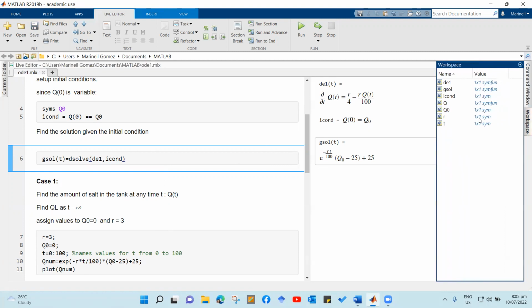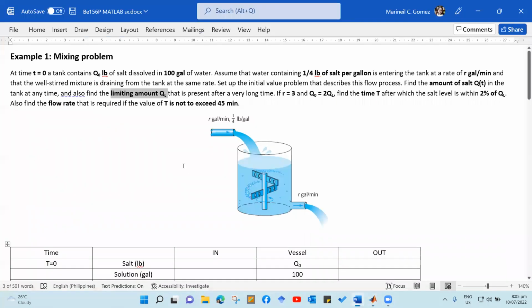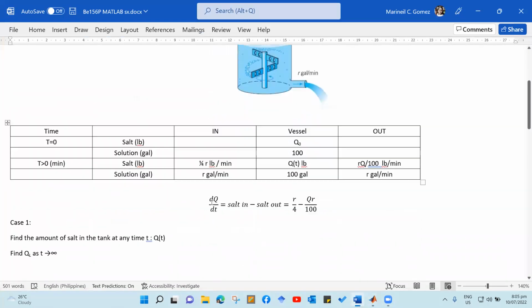If you look at our workspace, we now have gSol, a symbolic function. So take note, this is also a symbolic function. You cannot run an equation, or it cannot solve an equation with a numerical value here. So you have e^(-rt/100) times (Q_0 - 25) plus 25. So that is our general equation. So that's the general solution.